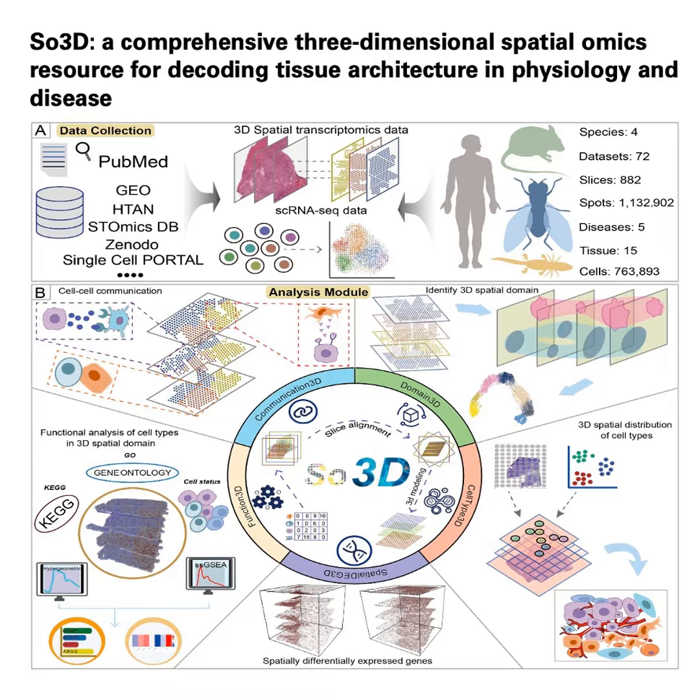And the volume of data they used to solve it is staggering. We're talking about 72 different data sets spanning 4 distinct species: human, mouse, fruit fly, and the axolotl. The axolotl inclusion is particularly fascinating, I think. Oh, because it's a salamander that can regenerate. Exactly. It can completely regenerate severed limbs or damaged spinal cords. So when you combine those 4 species, the database covers 15 different tissue types and 5 major diseases. Wow. Yeah, they integrated 882 individual physical tissue slices, which gives us that 1.1 million spatial spots, and then they anchored all of that with single-cell RNA sequencing data covering over 760,000 individual cells.